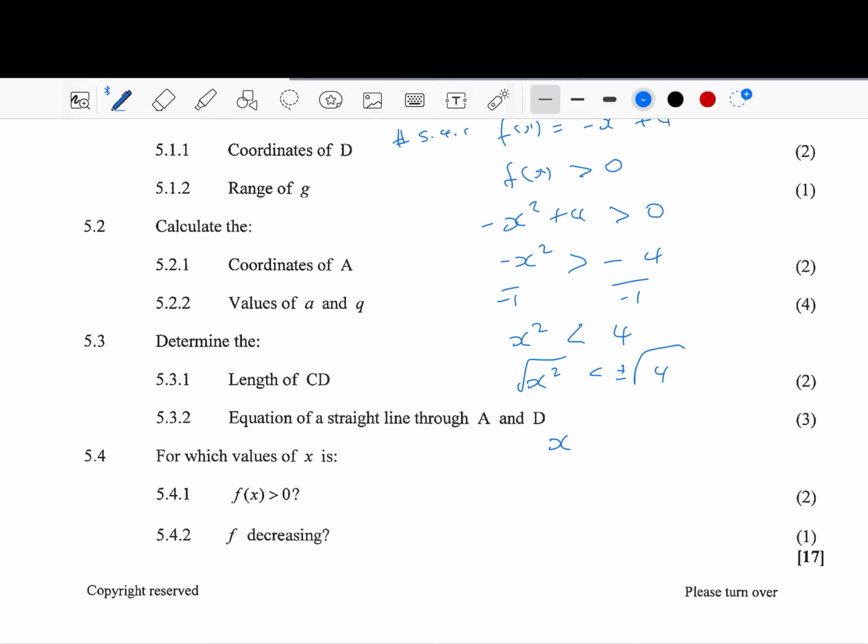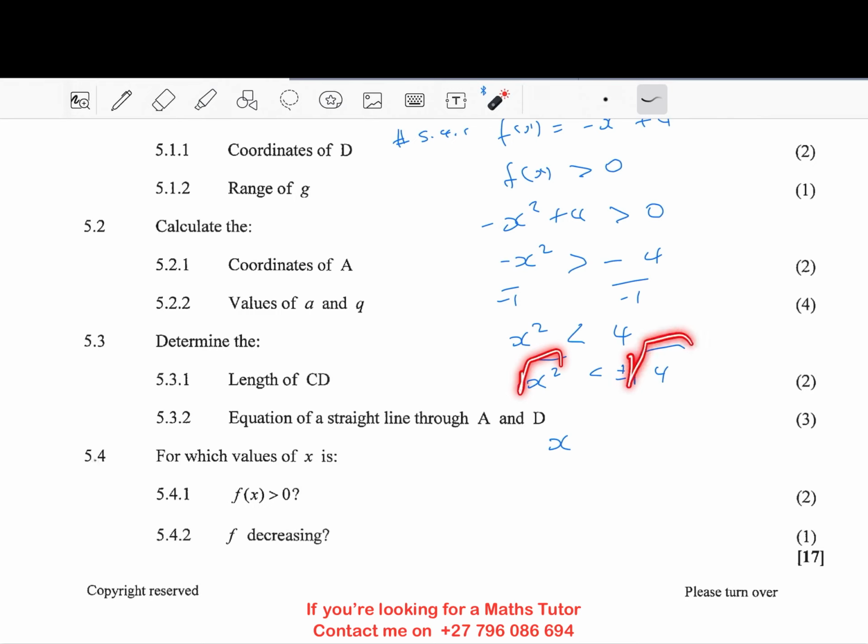Two rules here. If you divide by a negative, your inequality sign changes. And if you are introducing a square root, remember to put a plus or minus. So essentially, this is equal to plus or minus 2. I'm putting an equal sign here for a purpose, because now you have 2 values here. You need to now identify for which values of x this is true, right?